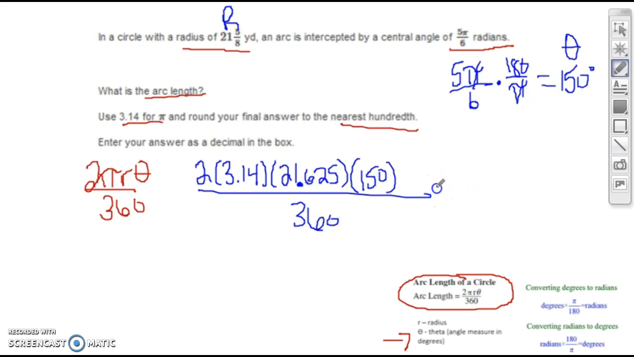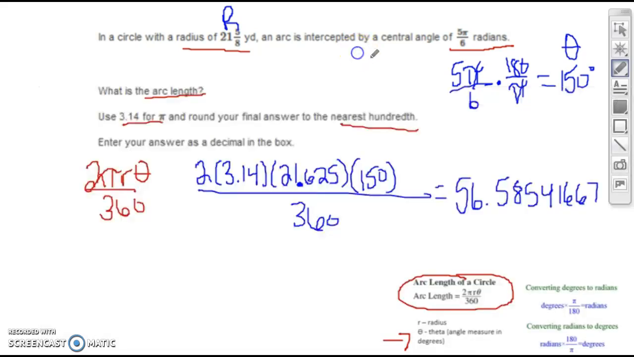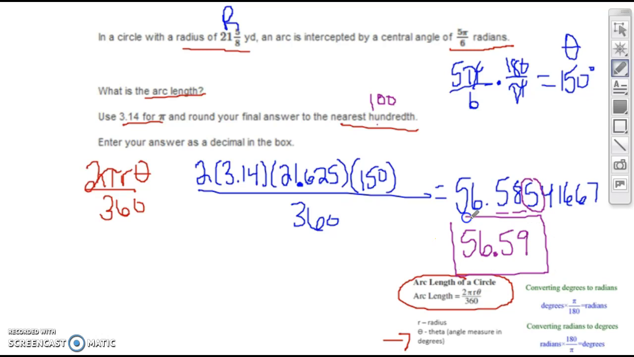So when I multiply all of this out, I get 56.58541667. But it says, let's see, what am I doing? To round your decimal to the nearest hundredth. Remember, 100 has 2 zeros, so I want to go 2 decimal places and look at the one behind it. That 5 is going to make that 8 go up to a 9. So that is my arc length.